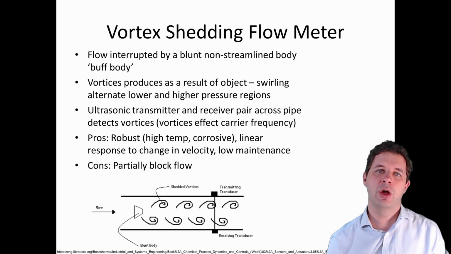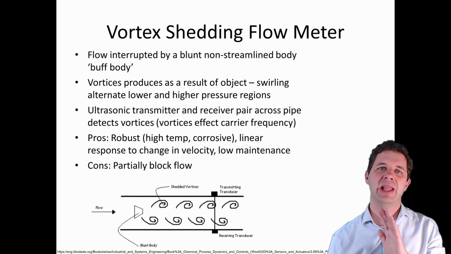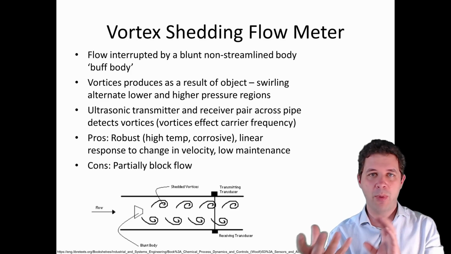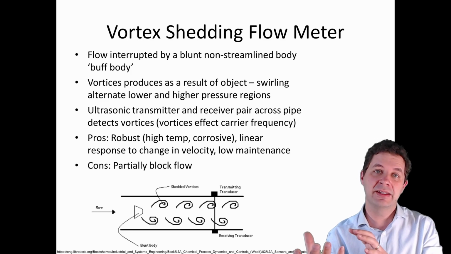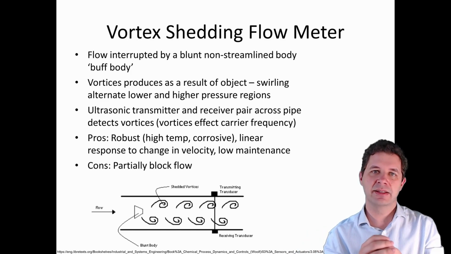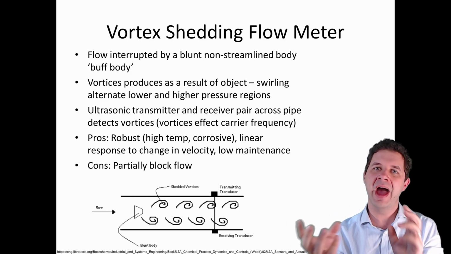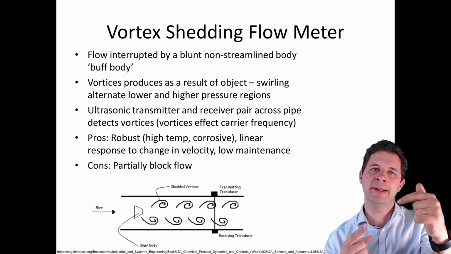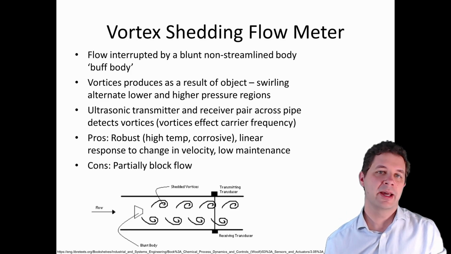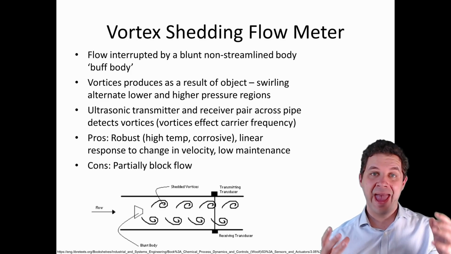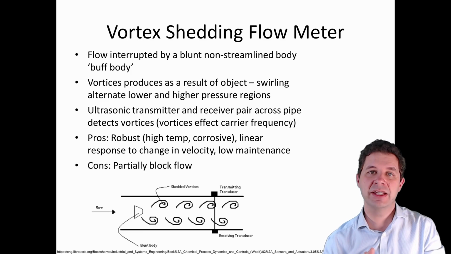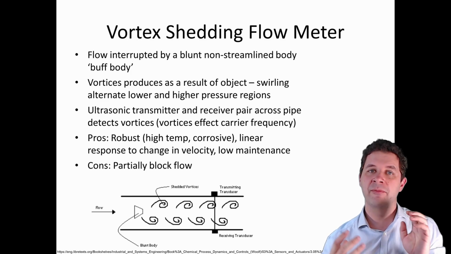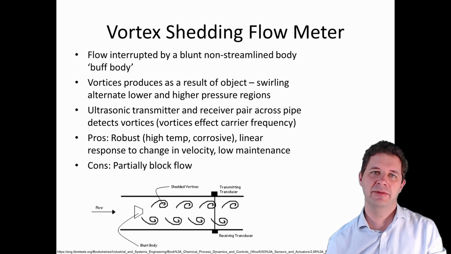We have our vortex shedding flow meter. And our vortex shedding flow meter, we essentially put a blunt object, we call it a buff, within the flow of our pipe or our conveying system. And in doing so, we create vortexes, small swirling regions that alternate between high and low pressure regions as a result of this buff that's placed in the way. We can then use a sensor across the pipe, like an ultrasonic sensor, to measure how much of these vortexes there are. And based on the amount of flow that we're having through, and based on the velocity of our flow, we'll have more vortexes generated for our higher velocity flows.